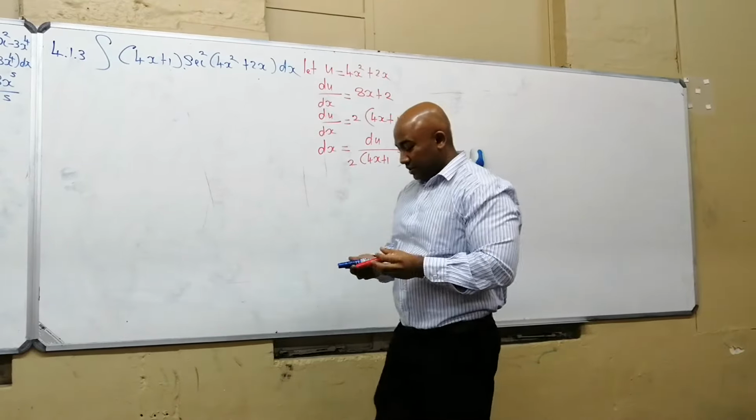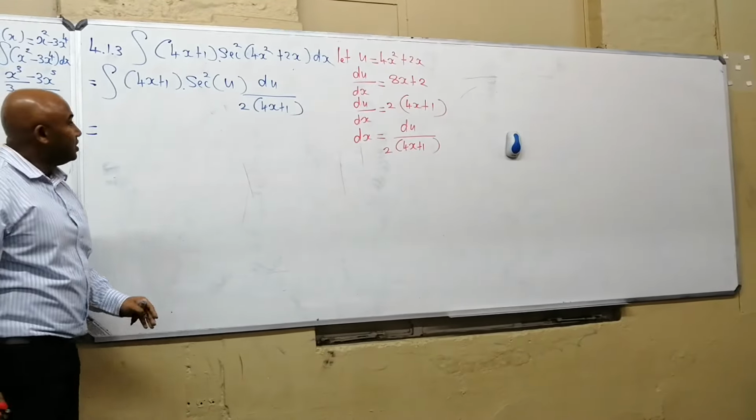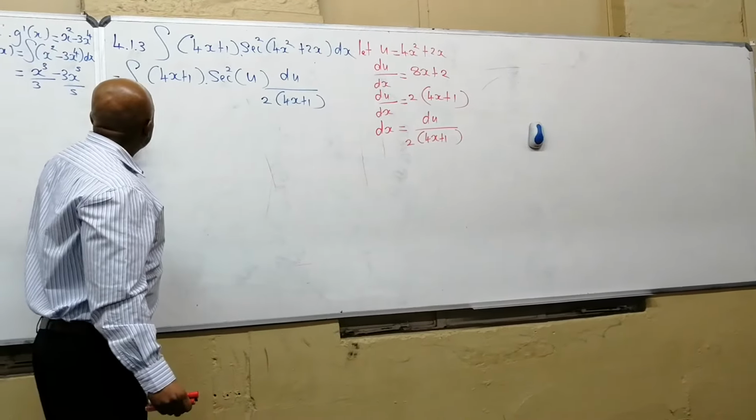So we got the 4x plus 1. We have sec squared, and this is replaced with u. And dx now we can see is replaced with du divided by 2 times 4x plus 1. So you can see 4x plus 1 and 4x plus 1 will cancel. So you end up with just half there, and you're integrating sec squared.